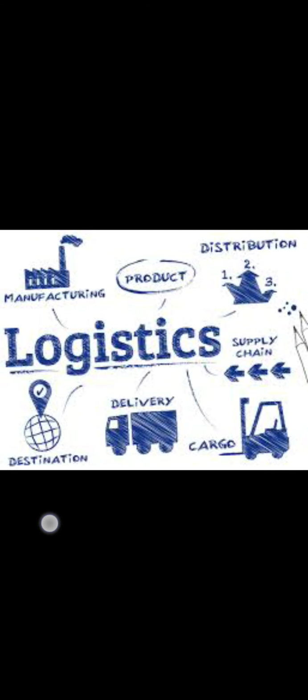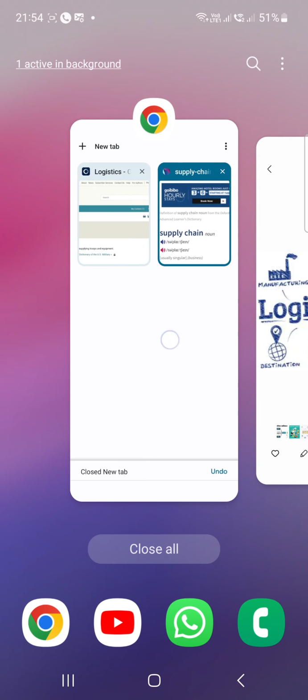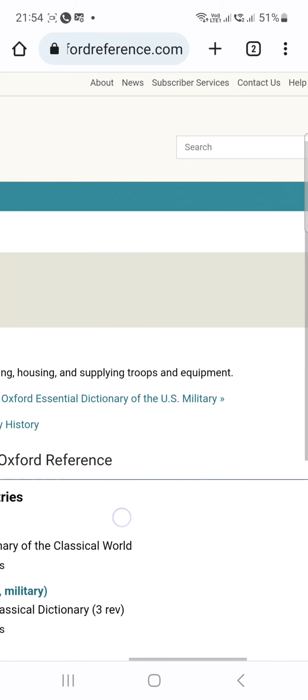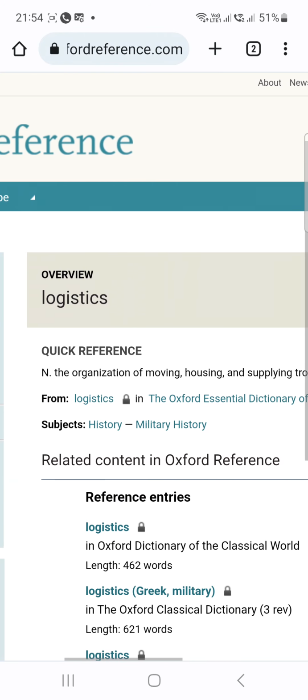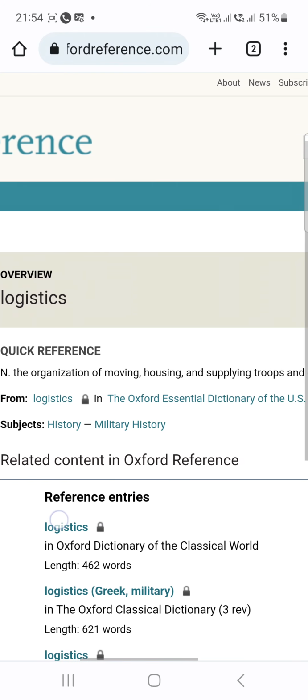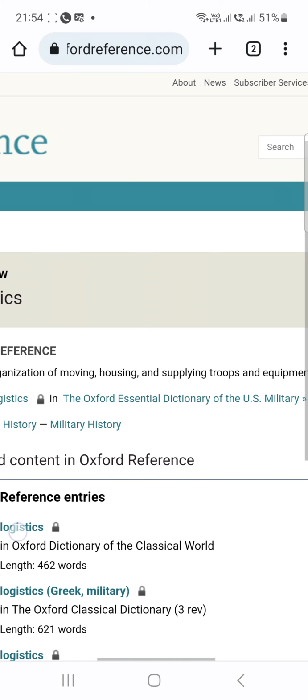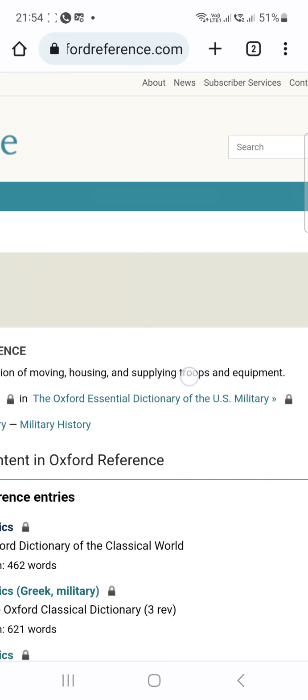So here also it is manufactured, shipped in different ways, and it reaches the customer. If I take you to the examples available on Google, if you just search for logistics, it will give you some meaning about logistics. This talks mainly about the organization of moving, housing and supplying the troops and equipment.